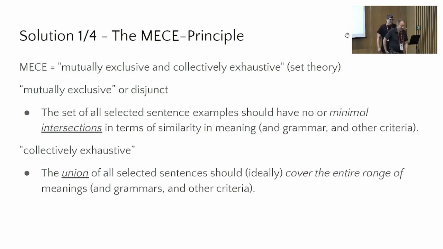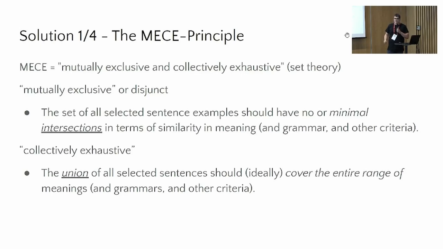Hello. A desirable collection of multiple sentence examples should be that these examples are mutually exclusive. For example, they have different meanings, maybe different grammar or other criteria, so they are disjunct in a sense. However, in total, all examples that are collected together should be collectively exhaustive. So the union of these examples should ideally represent the full spectrum.